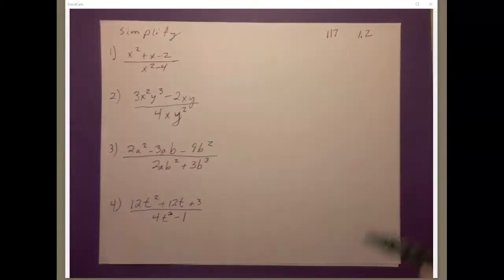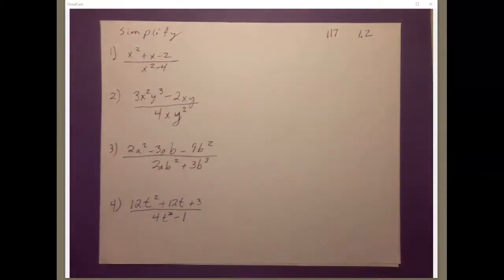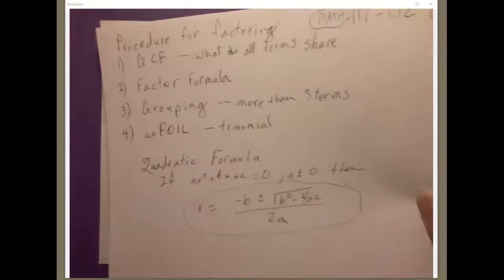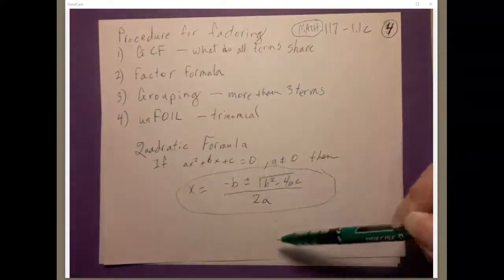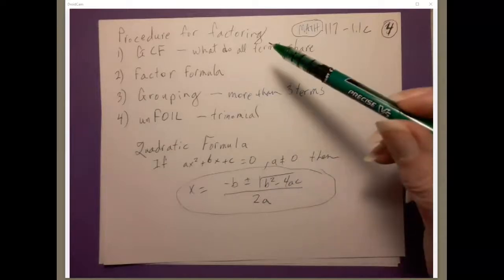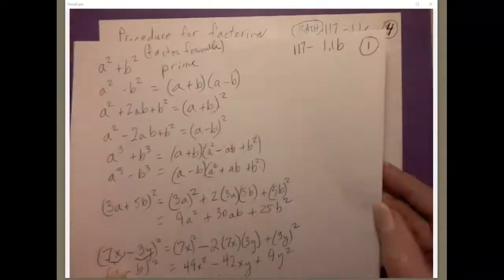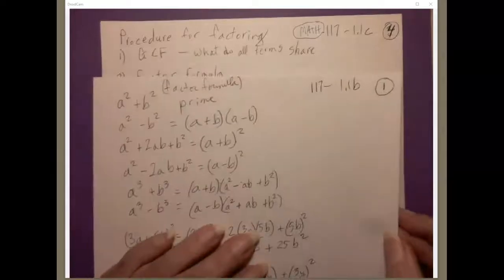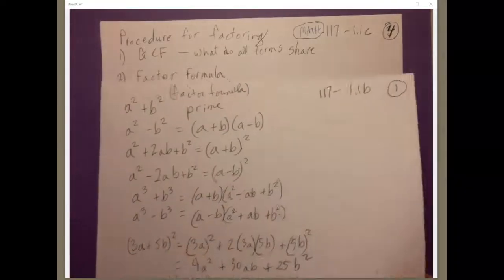Before we do problems like this, because you can see there's going to be some factoring, I want to first go back and review the factoring procedure quickly. Just to remind you, you should be able to find these in your notes. If you don't have them already, go ahead and pause and take those notes. So GCF, factor formulas, grouping, and unfoiling. And then we had factor formulas from 1.1b. These are review materials that are going to be necessary for this section.